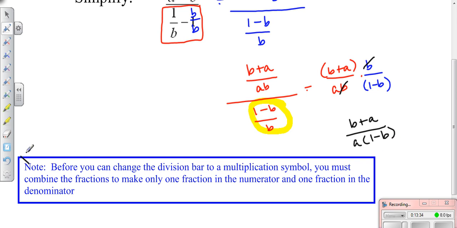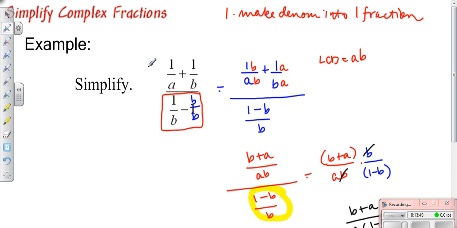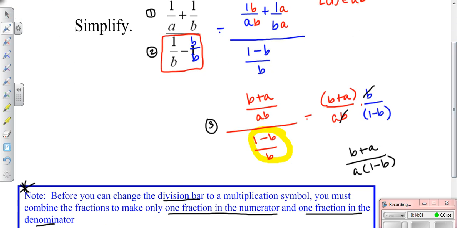So this is what we did. Before you can change the division bar to multiply by the reciprocal, you must combine the fractions to make one fraction in the numerator and one fraction in the denominator. So you basically have 2 mini problems to do, and then you can go ahead and use your multiply by reciprocal process. And that is all that is in today's lesson.